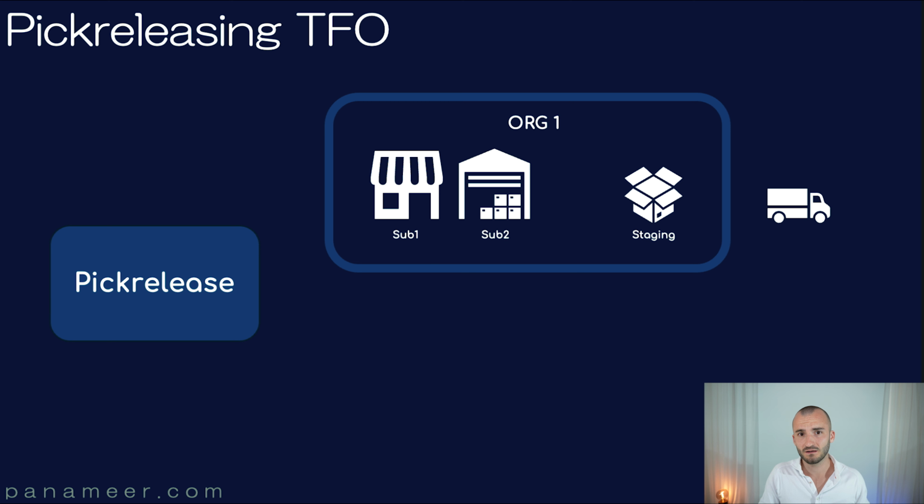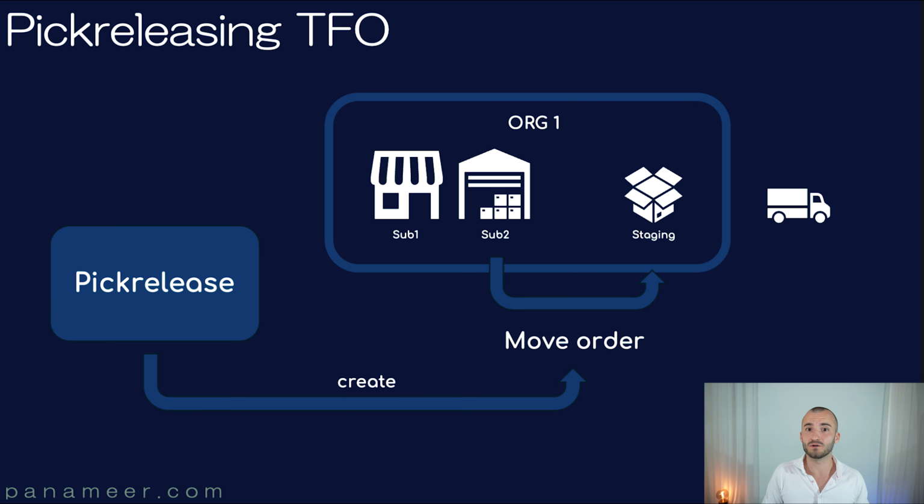Pick releasing in the context of transfer orders creates move orders, so pre-approved requests for sub-inventory transfers in the organization to transfer the material that will be picked to the staging area. So staging is the last area that an item usually sees before it's leaving an inventory organization.